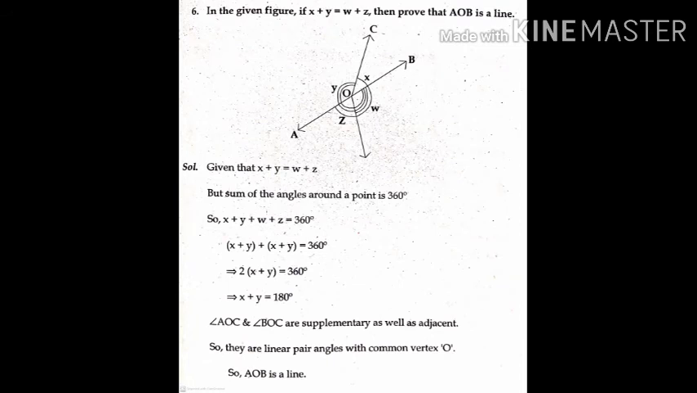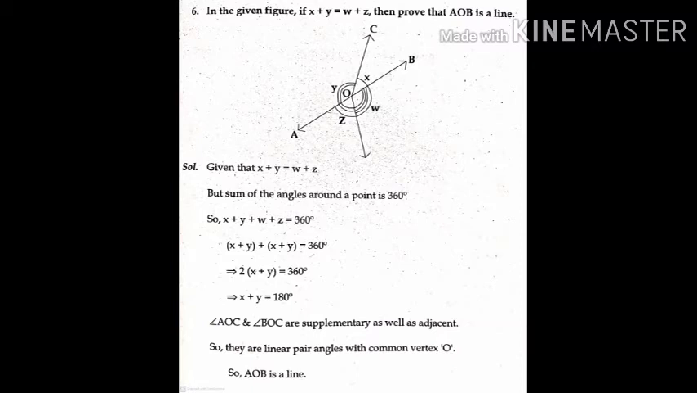Next question. In the given figure, if x plus y is equal to w plus z, then prove that AOB is a line. Solution. Given that x plus y is equal to w plus z, but the sum of the angles around a point is 360 degree. So, add all the angles, that is x plus y plus w plus z is equal to 360 degree.